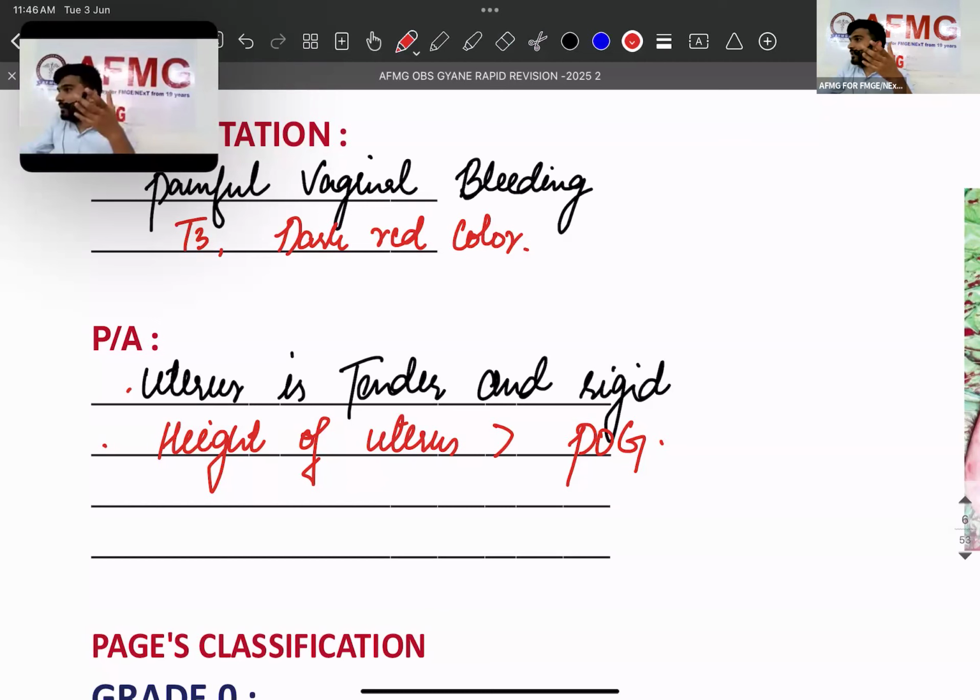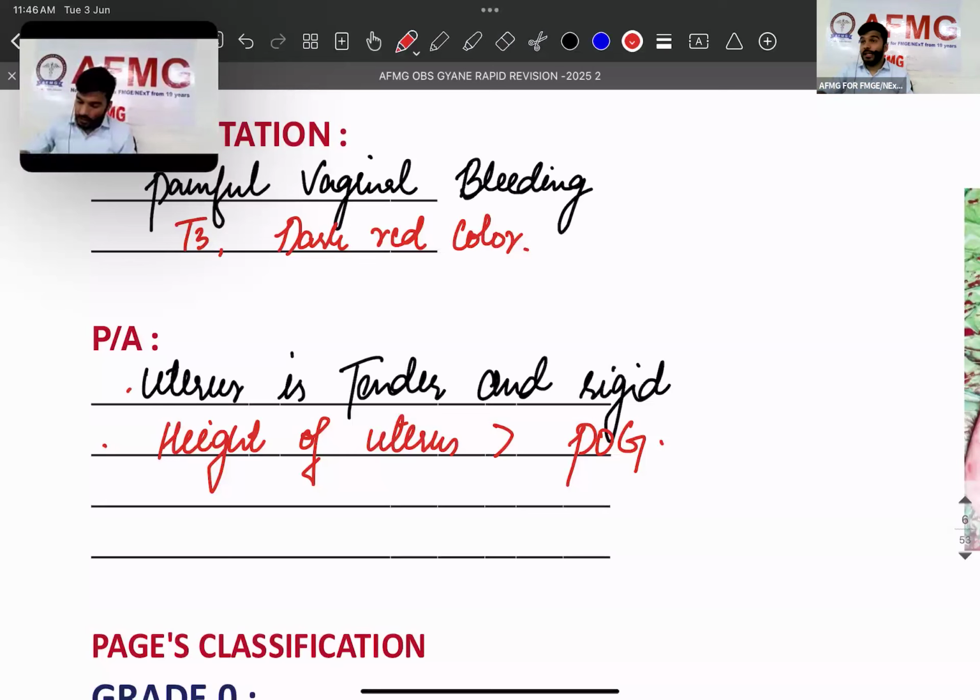Scar dehiscence. What is dehiscence? Not all the layers are ruptured. Partially. Are you getting my point? Partially. Okay? Fetal parts are still intact. Still intact. Okay? Uterine dehiscence we call it. Okay? Full rupture is complete rupture.